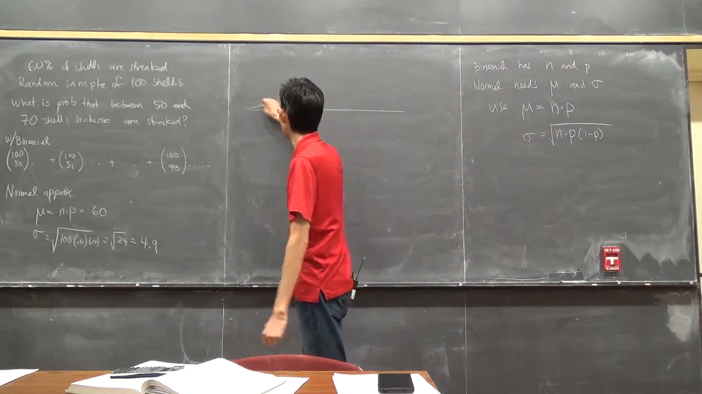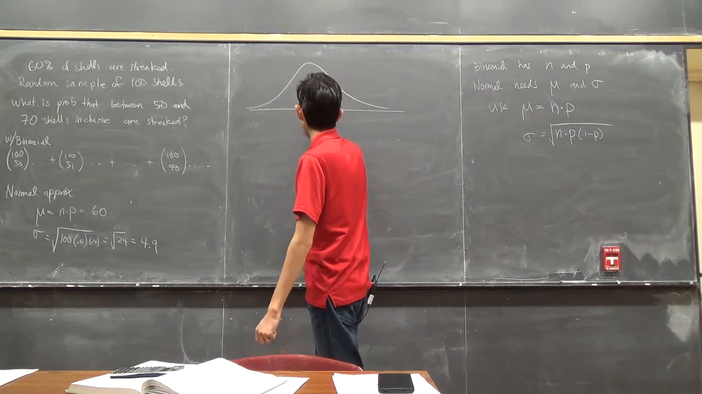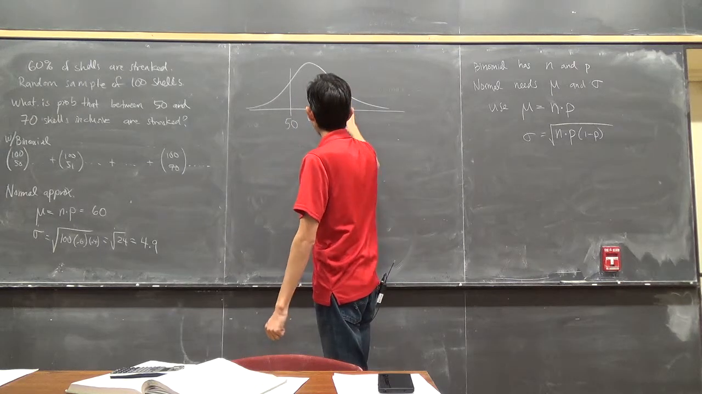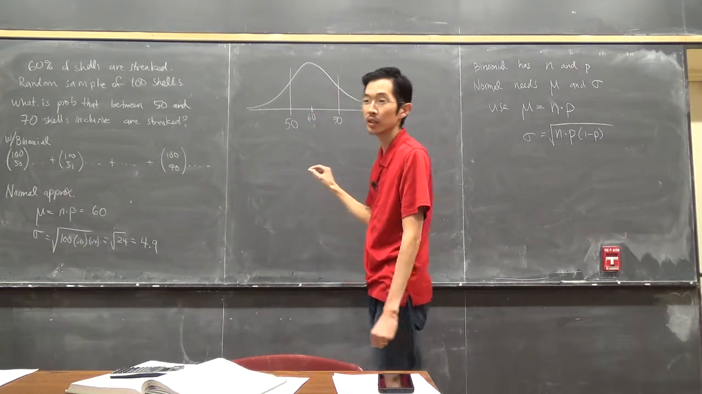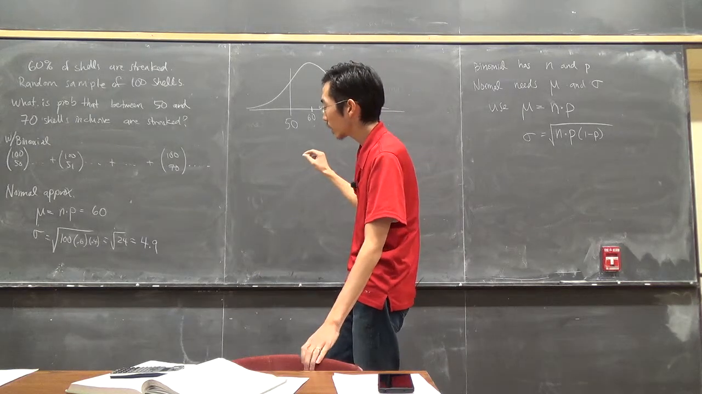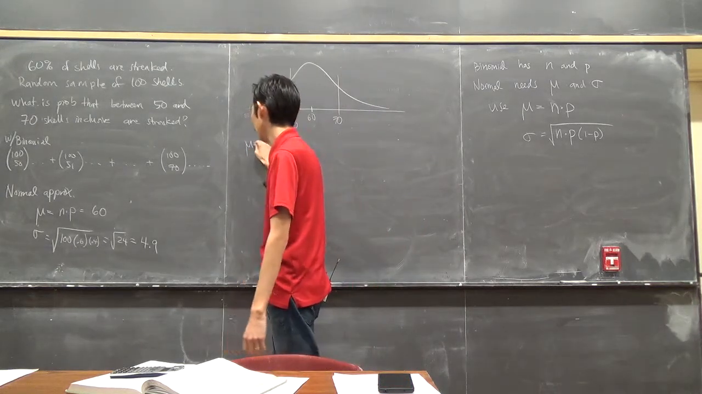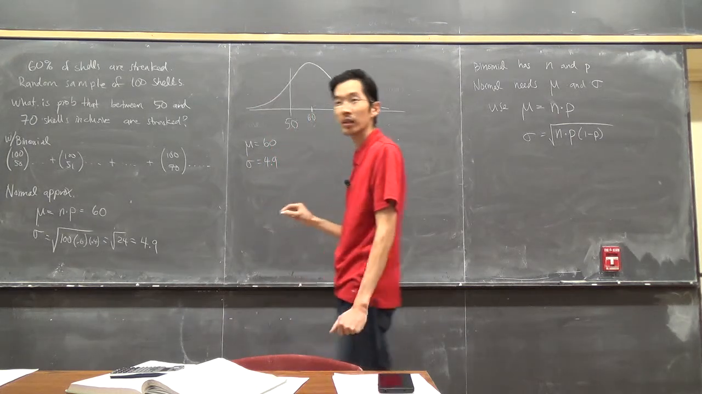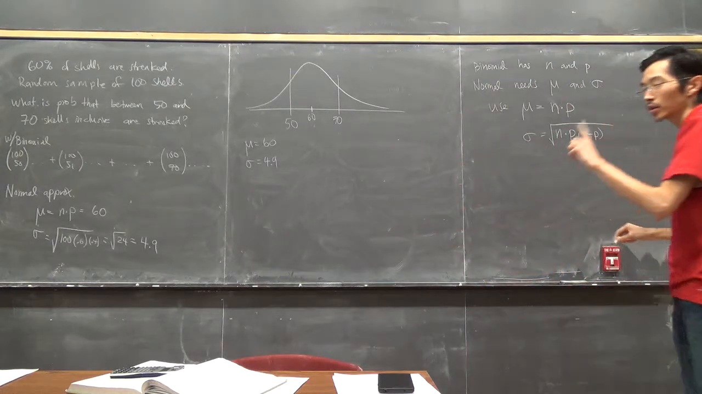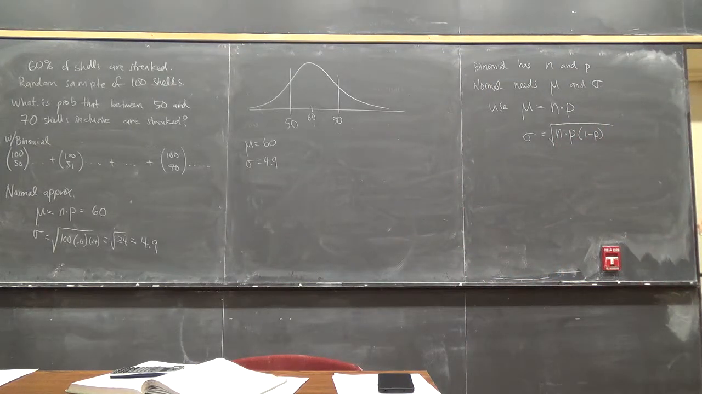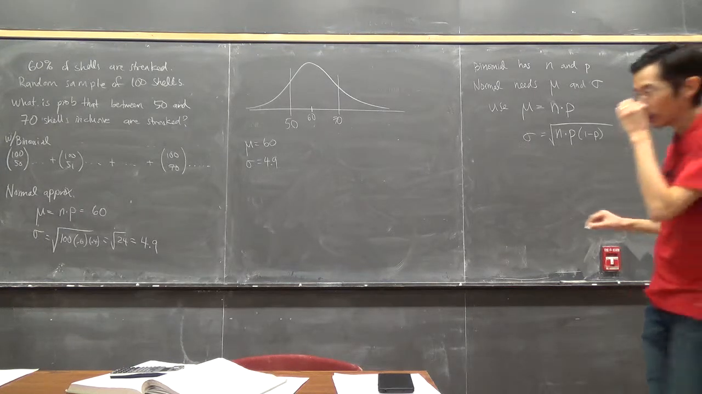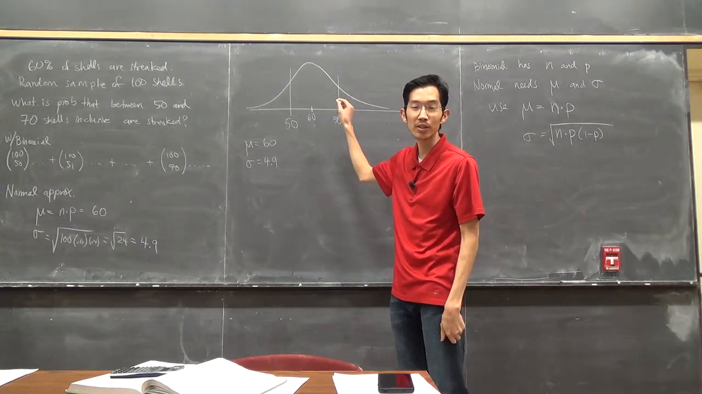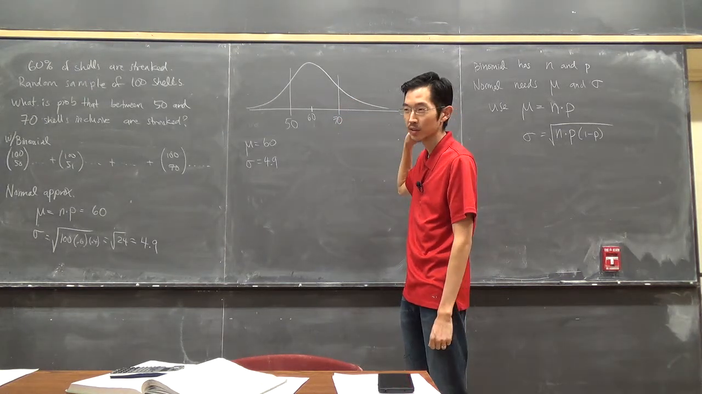So what I have here is a normal model, and I'm basically going to go down from 50 up to 70. I have mu equal to 60 and sigma equal to 4.9. There's one thing that we have to account for, and we can't just dive in and use 50 and 70. We have to do something called a continuity correction.